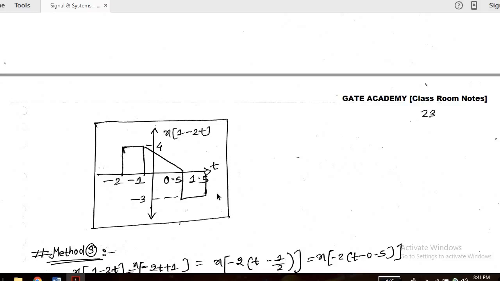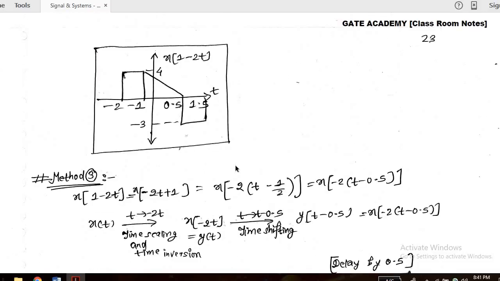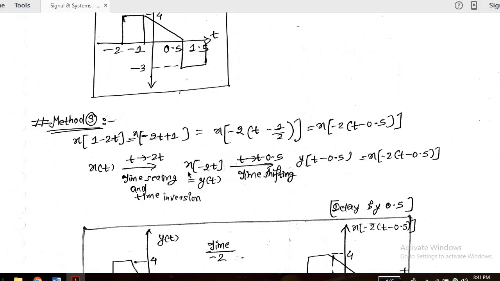Instead of dividing by minus 1, directly you flip and draw. Interchange the LHS and RHS parts with respect to the y of t or y axis and draw. This is the third method, which is left to right.